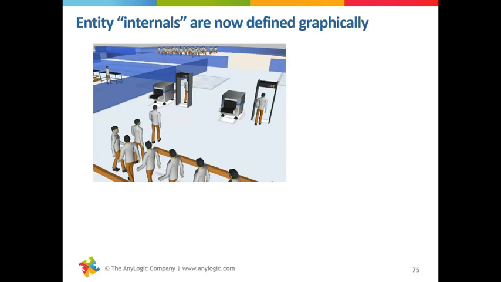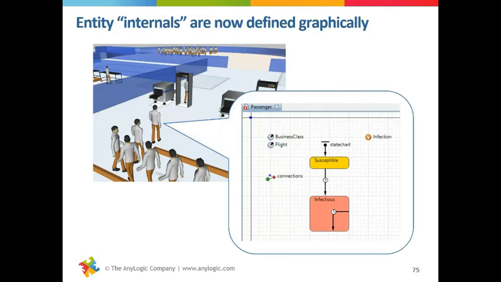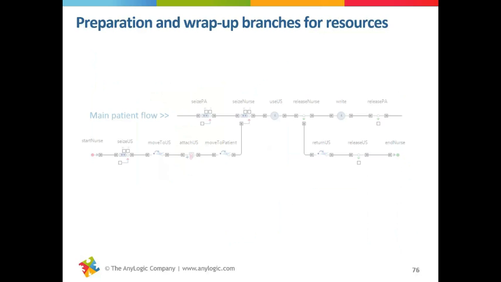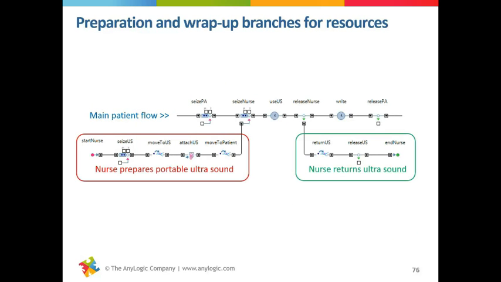Each entity can now have behaviors controlled by a state chart on its agent workspace. Seize and release blocks can now have preparation or wrap-up processes.